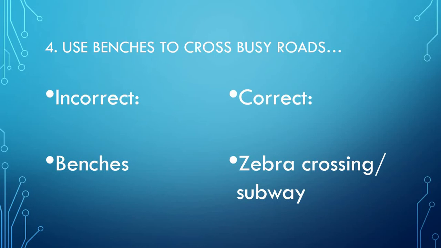So please repeat after me. Use zebra crossing or subway to cross busy roads. Okay, let us repeat it one more time because the answers are two. Use zebra crossing or subway to cross busy roads. Clear enough? There are the two ways of crossing the roads. That's why I have given you the options. You can write either of these. It will be counted as a correct answer only.